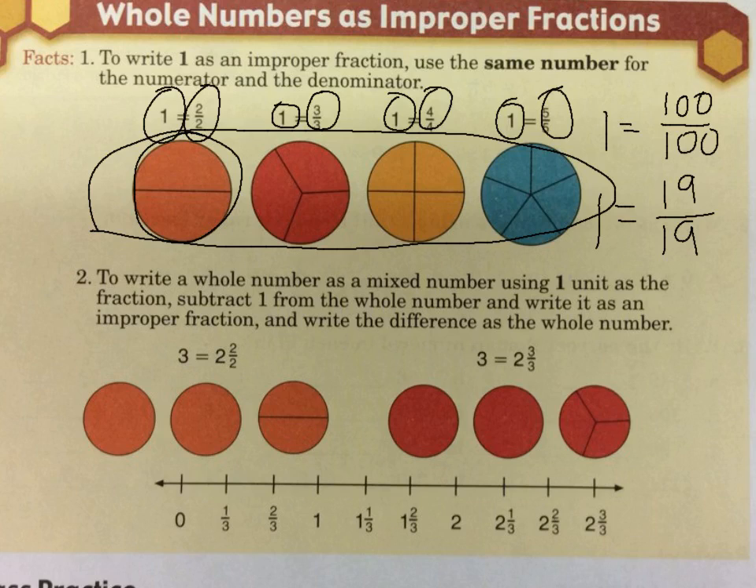Another way to write a whole number here, we've got 3. Well, it's true, we have 3 different ones right here. So 3 is correct. There's 3 circles. But we also have 2 and 2 over 2. Look, we have 1, 2, and we have the 2 over 2. And it's the same thing as 3.